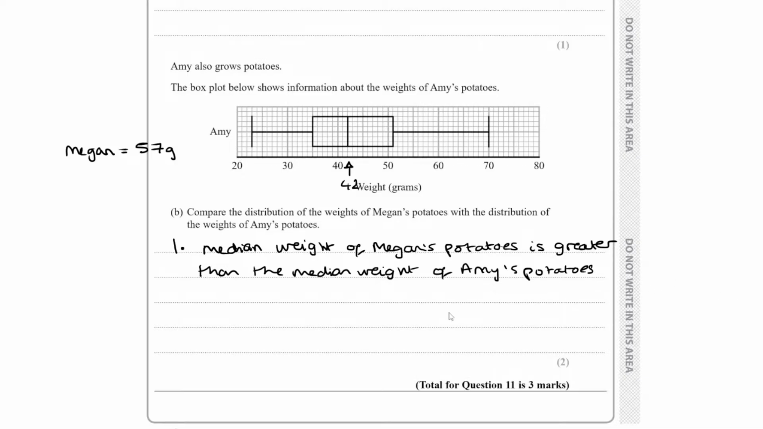Now, you don't technically have to put the numbers, but if you do put the numbers, you have to make sure they're correct. So if you write the numbers but get them wrong, then they'll mark you down. If you just don't write the numbers but obviously you get the comparison correct, then it's okay.